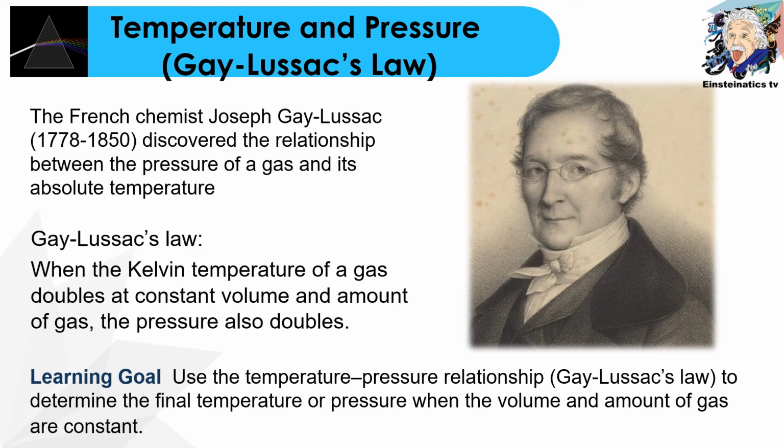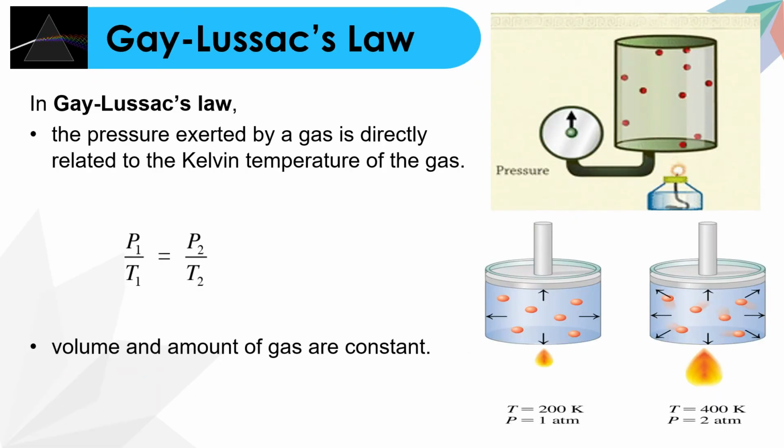So, learning goal natin for today is to use the temperature-pressure relationship to determine the final temperature or pressure when the volume and amount of gas are constant. Gay-Lussac's law states that the pressure exerted by a gas is directly related to the Kelvin temperature of the gas. So, the general formula for Gay-Lussac's law is P1 over T1 equals P2 over T2. P1 is the initial pressure, T1 is the initial temperature, P2 is the final pressure, whereas T2 is the final temperature. Volume and amount of gas are constant.